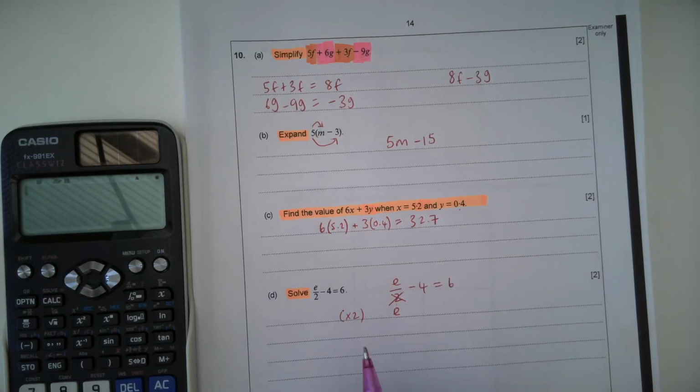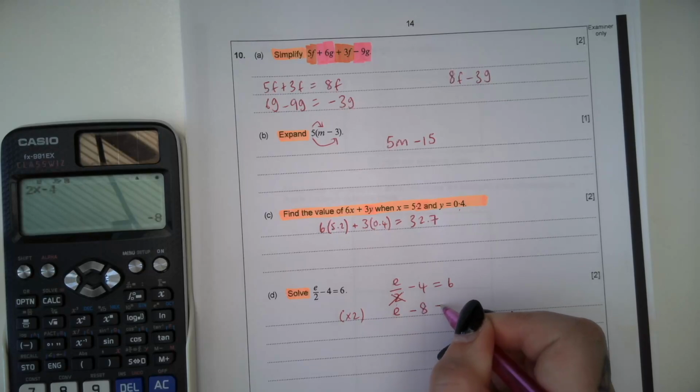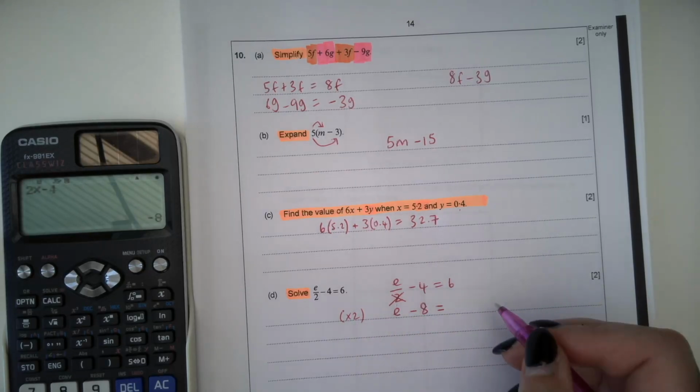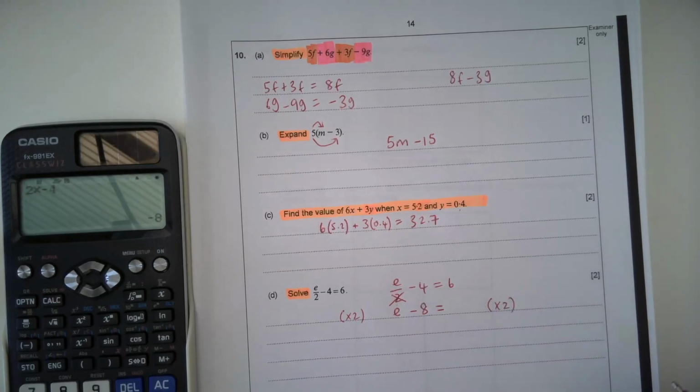A lot of people forget this. So 2 times negative 4. Again, use your calculator if you're not comfortable with negatives. So I've dealt with the left-hand side, but as always, I need to do the same to the right-hand side to balance the equation. So I'm doing 6 times 2, which is 12.